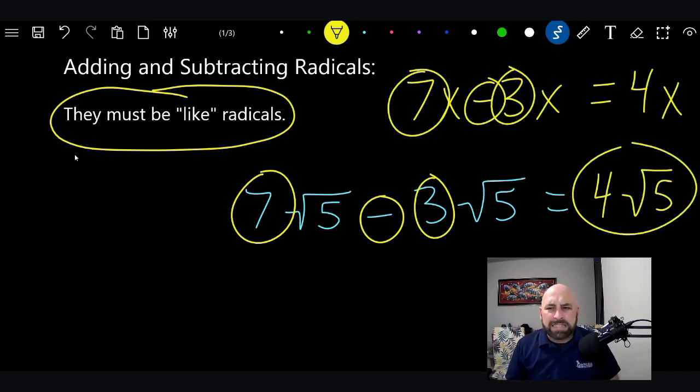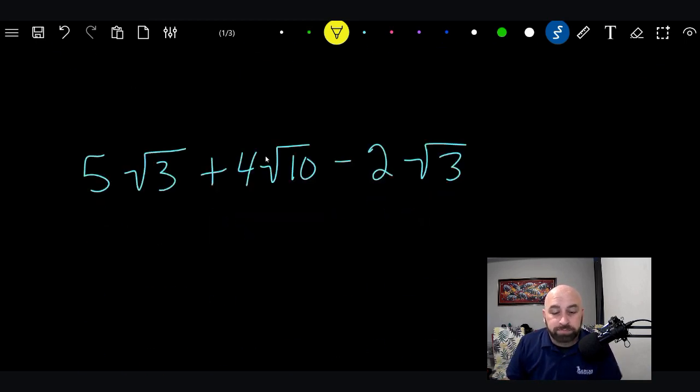Oh man, that's easy. Well, wait a second, okay? Don't get too excited yet, because it gets a little bit harder. But yeah, that's easy right there because it's almost exactly the same as what we were dealing with when we were dealing with variables, okay?